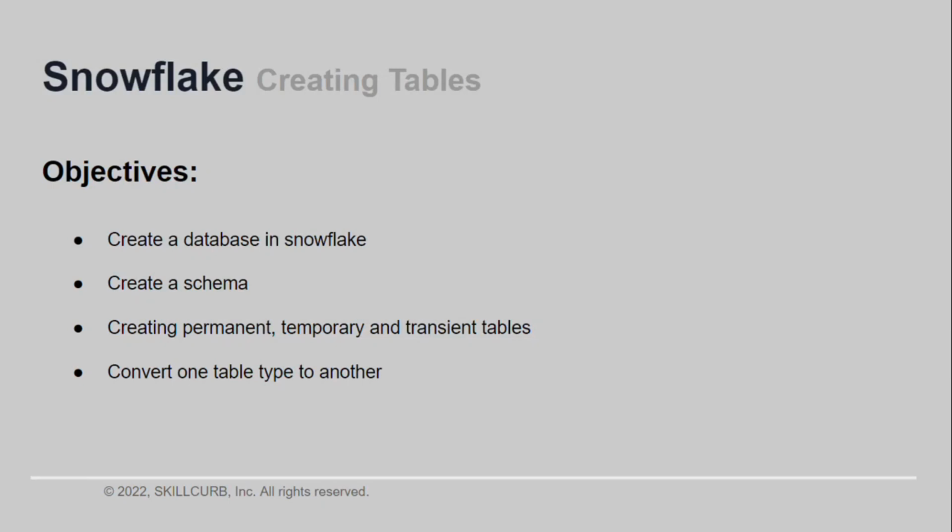By the end of this video, you will have learned how to create a database in Snowflake, how to create a schema within a database, and how to create different types of tables within a schema. In Snowflake, there are three basic types of tables: permanent tables, temporary tables, and transient tables.